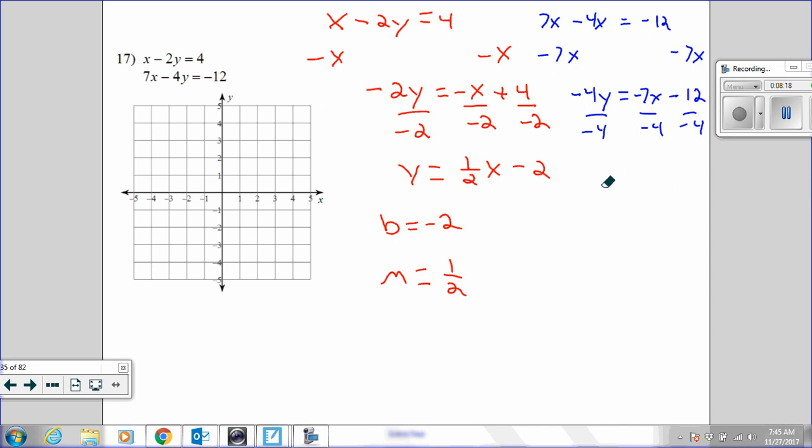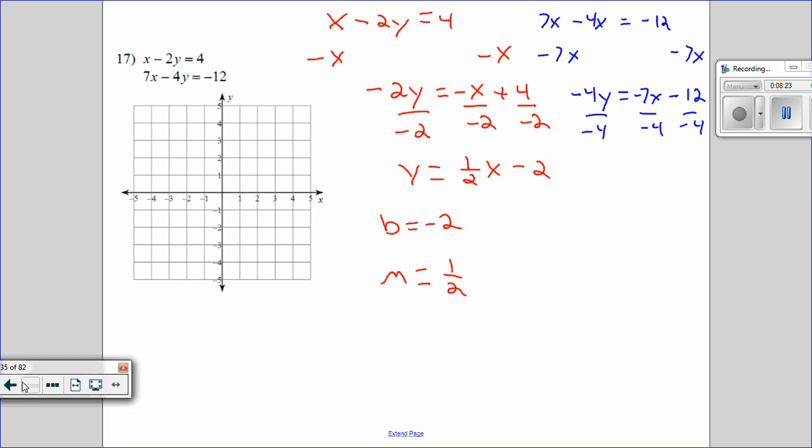All right, and now once I do that, I'll have y is equal to 7 over 4x plus 3. So I've got negative 7x divided by negative 4. Negative divided by negative is positive. I just wrote that as 7 over 4x. And then negative 12 divided by negative 4 is a positive 3. Okay, now I have my b and my m. b is equal to 3. m is equal to 7 over 4.